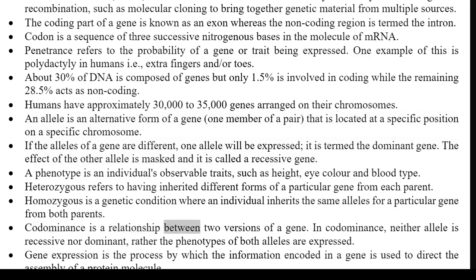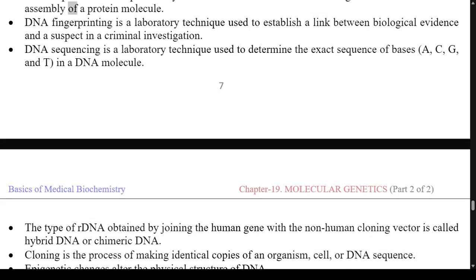Codominance is a relationship between two versions of a gene. In codominance, neither allele is recessive nor dominant, rather the phenotypes of both alleles are expressed. Gene expression is the process by which the information encoded in a gene is used to direct the assembly of a protein molecule. DNA fingerprinting is a laboratory technique used to establish a link between biological evidence and a suspect in a criminal investigation. DNA sequencing is a laboratory technique used to determine the exact sequence of bases, A, C, G, and T, in a DNA molecule.